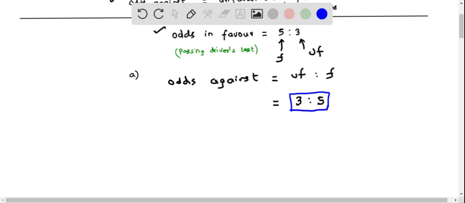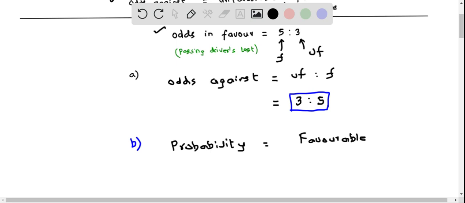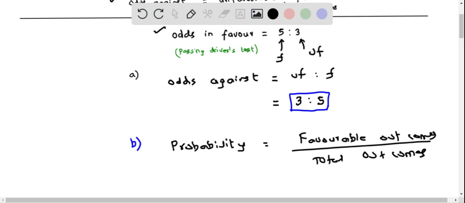In part B, we determine the probability that Marcia passes her driver's test. So the probability of passing driver's test equals favorable outcomes divided by total outcomes. Favorable outcomes here is 5. We have already indicated favorable outcomes as F.